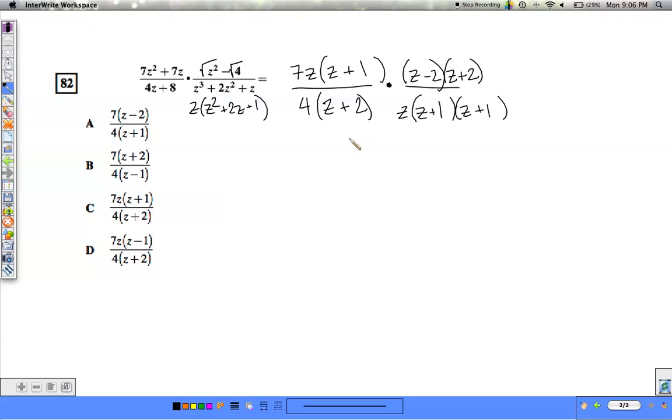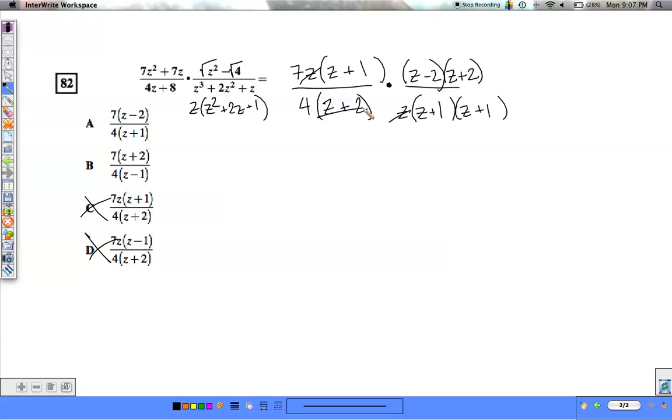From here, it's a matter of canceling things out. I see right away that I've got a z and a z that I can cancel. Let's look at our answers real quick. We've got a 7z for C, we've got a 7z for D, but there's no z for A or B. This means that C and D are not the right answers because we've just gotten done canceling the only extra z.